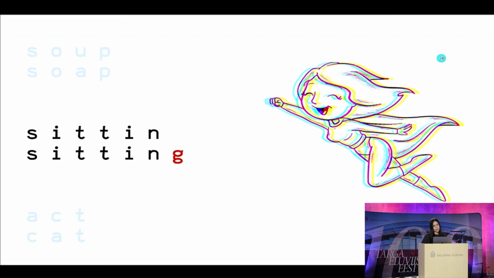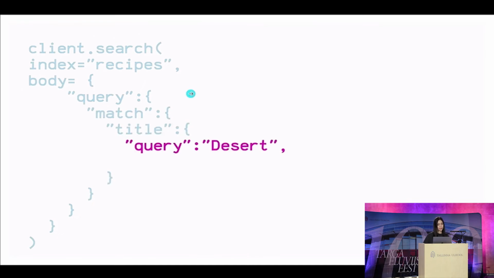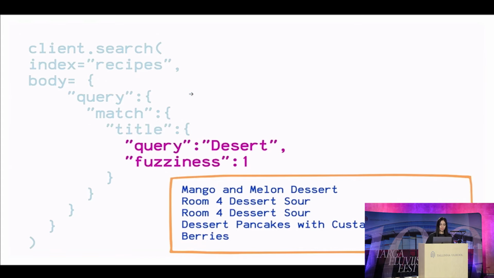So how is that in the code? We have it here, the Python client, and you can use the search.py. I have the index again, and in the match query, I'll be looking in the title and looking for the query desert with the fuzziness of 1. So that's how the result works.